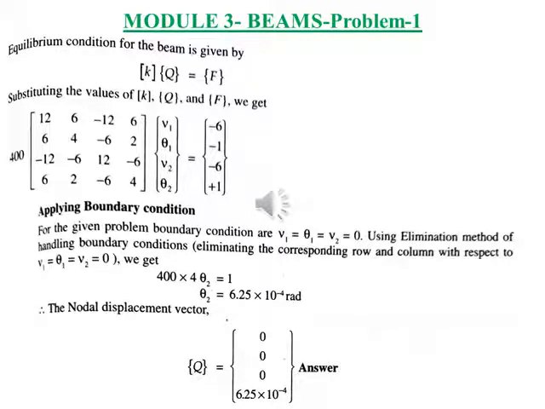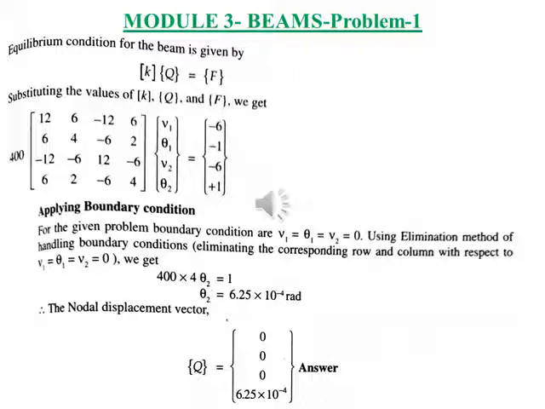We know that at equilibrium K into Q is equal to F, or the stiffness matrix multiplied by the displacement vector will give us the force vector. So the value of K has been generated previously. The value of the Q matrix also has been written down. So substituting this in the equation for the equilibrium condition, we get 400 into 12, 6, minus 12, 6; 6, 4, minus 6, 2; minus 12, minus 6, 12, minus 6; 6, 2, minus 6, 4 into mu1, theta 1, mu2, theta 2 is equal to minus 6, minus 1, minus 6 and plus 1.